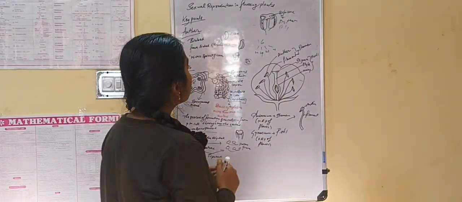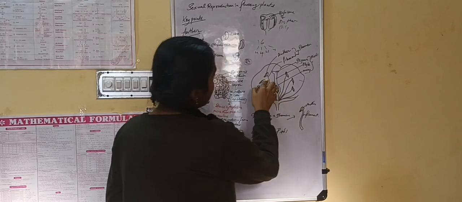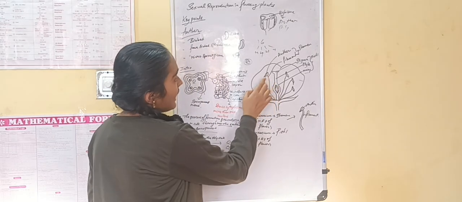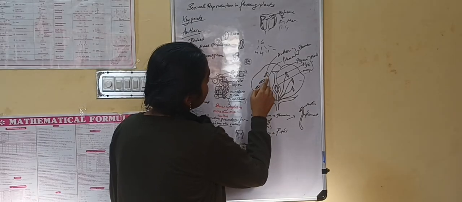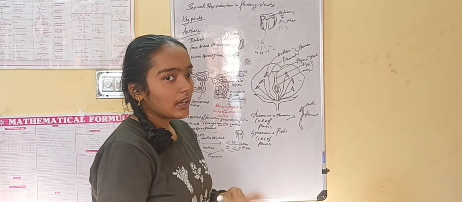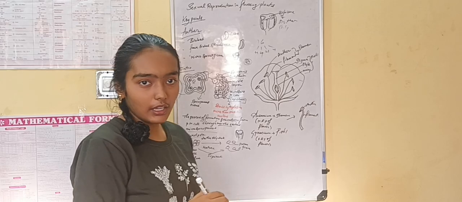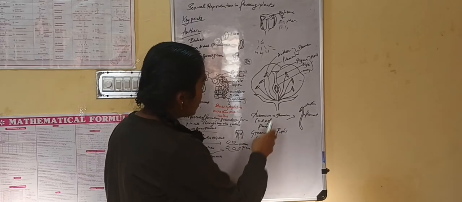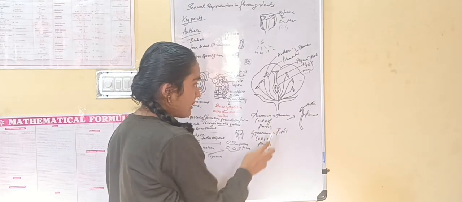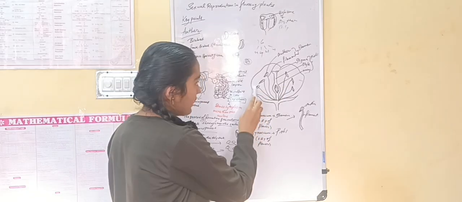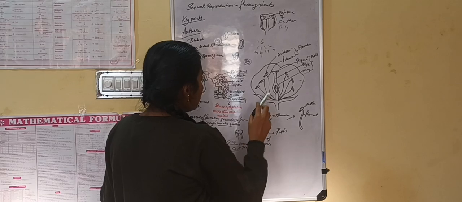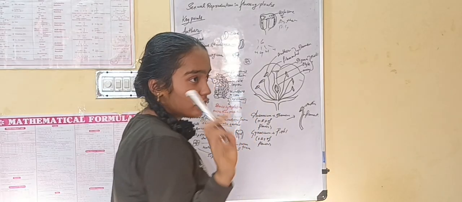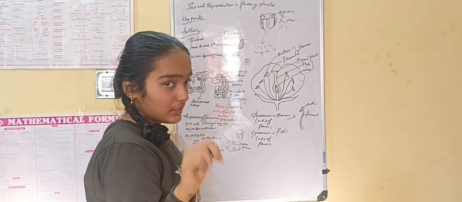Then this structure is known as the stamen, and the stamen consists of two parts. First one is anther, second one is filament. So anther and filament combine to form the stamen. This structure here is known as sepal, and above that are the petals, which you already know. As I told you, the stamen is the androecium, the male reproductive part of a flower.